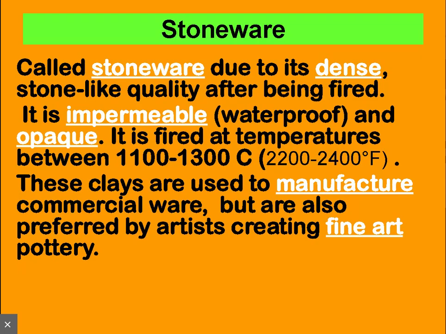Stoneware. Called stoneware due to its dense stone-like quality after being fired, it is impermeable, waterproof, and opaque, which means you can't see through it and it's not translucent. It is fired at temperatures of between 1100 and 1300 degrees Celsius. These clays are used to manufacture commercial ware, but are also preferred by artists creating fine art pottery.